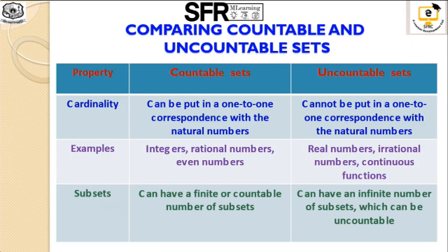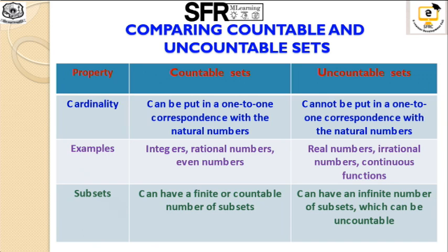Next, comparing the countable set and the uncountable set. First we see the cardinality property. Cardinality means the number of elements in that set. A countable set can be put in one-to-one correspondence with the natural numbers, whereas in an uncountable set there cannot be a one-to-one correspondence with the natural numbers.